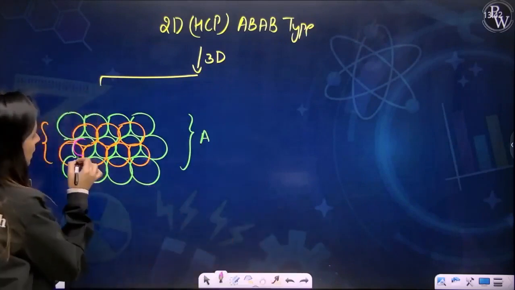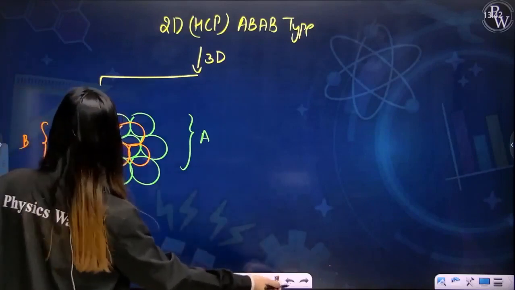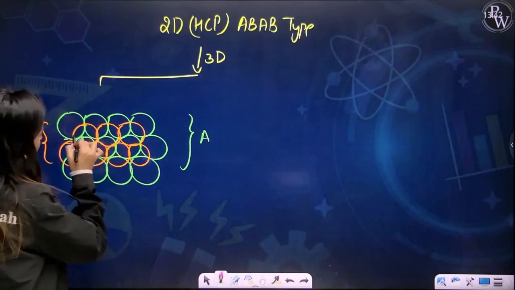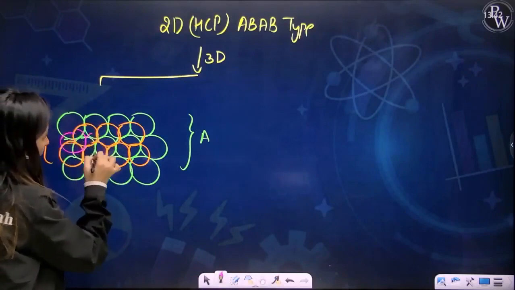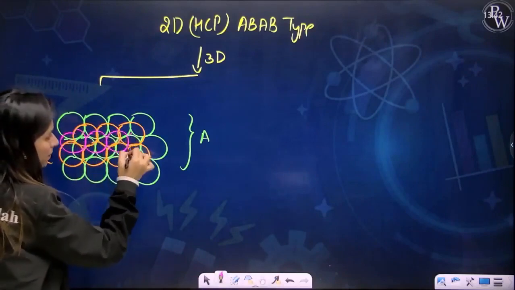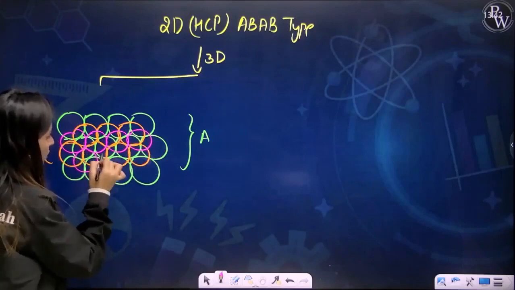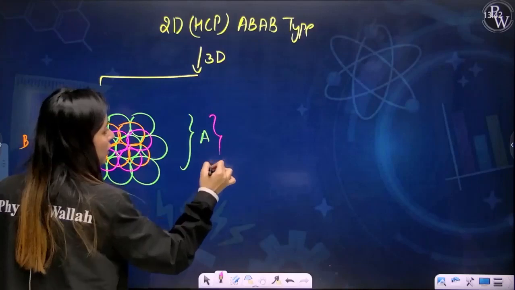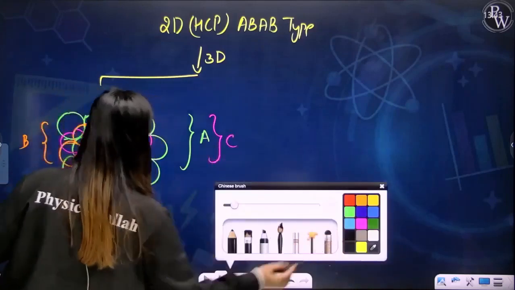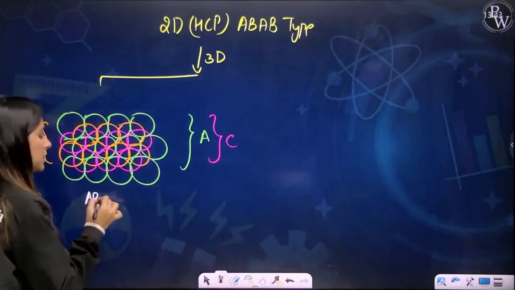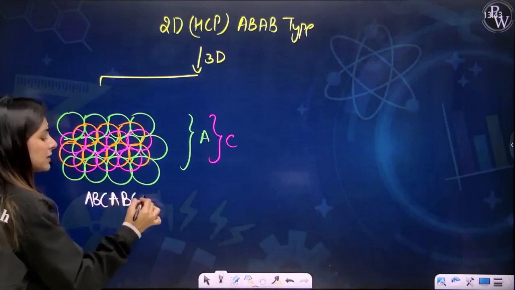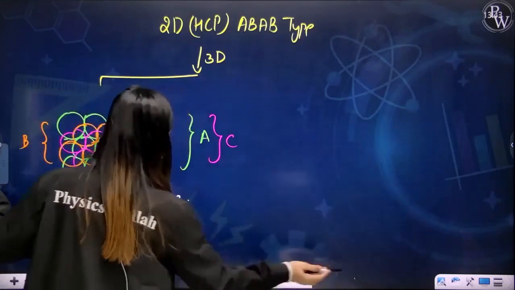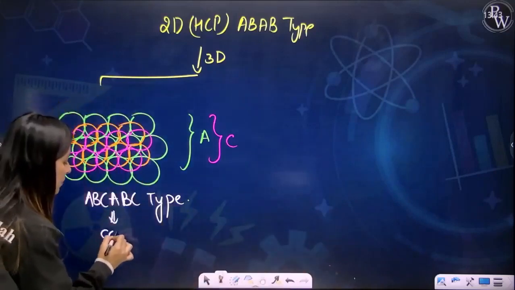And that actually covers these atoms. It covers your octahedral voids. This is your C layer. So the layering here is your A, B, C type. Okay. And this type of layering gives rise to, my dear students, your CCP structure.